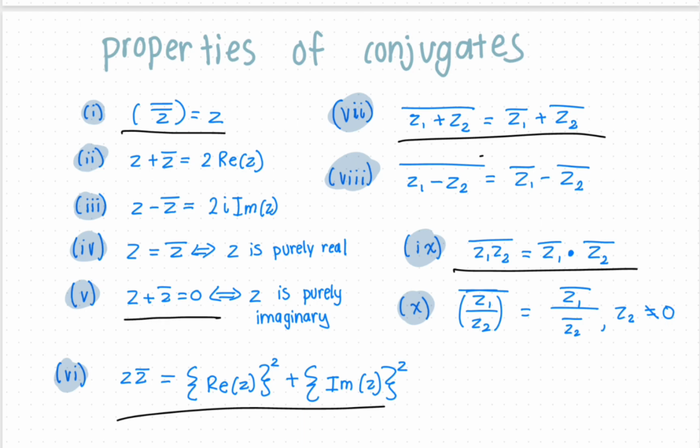Same thing for this part. If z plus the conjugate of z is equal to 0, z is purely imaginary. And you can try that out yourself, see if all of these properties are true. I'm hoping you come to the conclusion that they are true, because all of these properties are true for complex numbers and their conjugates.